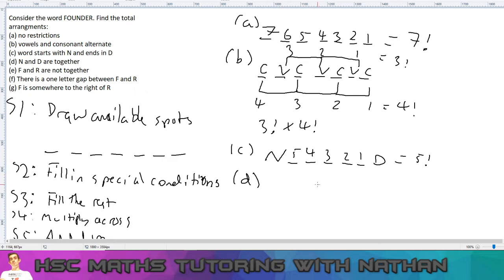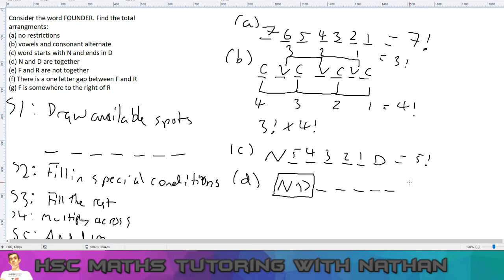D, N and D are together. This is a special condition. When we want things to be together, we treat them as one letter. So you can pause the video and make a note here: if you want things to be together, treat them as one letter. I like to put a rectangle around it to show that it is forced to be there. Now, this is one letter, and then we have 5 other letters, so in total we have 6 letters and 6 spots to fill. ND is considered as one letter.